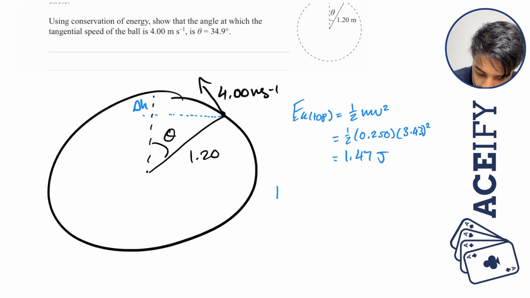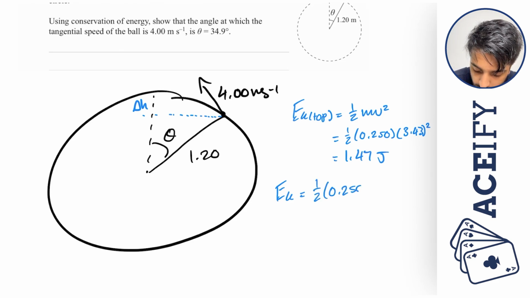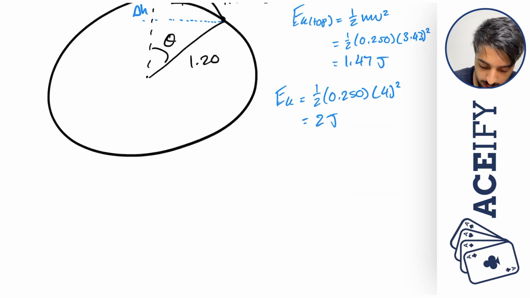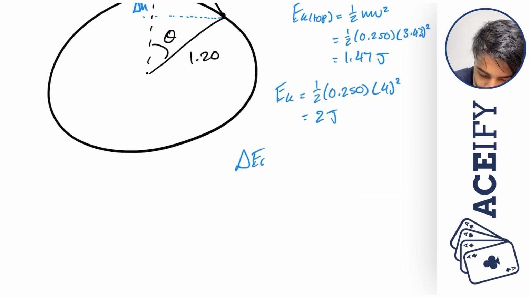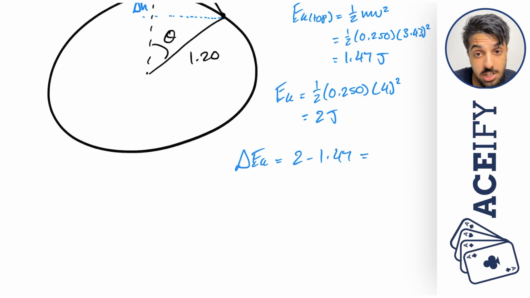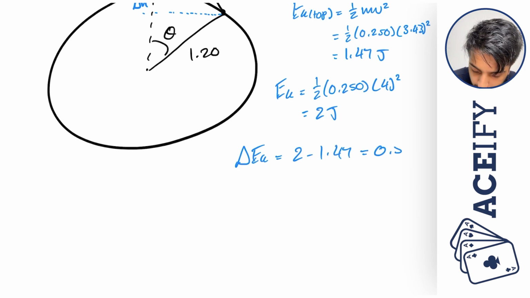Now we can get the EK of the current position, and that's again equal to half mv squared, where our mass is again 0.25, it doesn't change, and our velocity is our 4 meters per second, which is given. And so we can square that, and we get an EK of 2 joules. And so therefore the change in EK is equal to 2 minus 1.47, which gives us a change in EK of 0.53 joules.